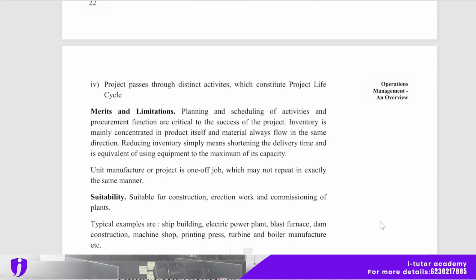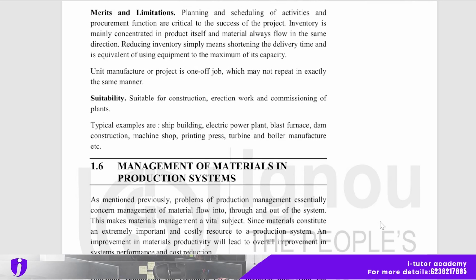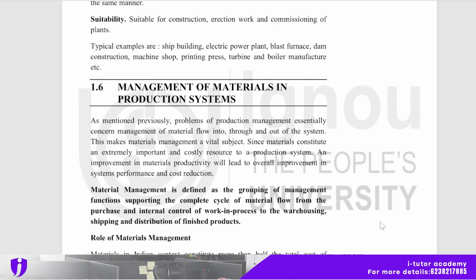A project passes through distinct activities which constitute the project life cycle. Merits and limitations are there. Planning and scheduling of activities and the procurement function are critical to the success of the project. Inventory is mainly concentrated in the product itself, and material always flows in the same direction. Reducing inventory simply means shortening the delivery time and is equivalent to using equipment to the maximum of its capacity. And suitability: suitable for construction, erection work, and commissioning of plants.